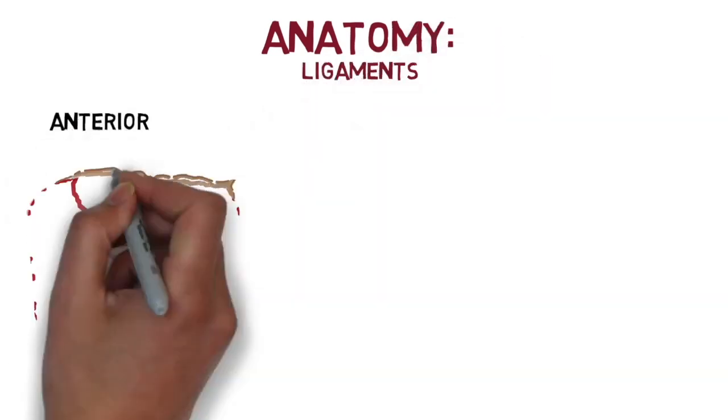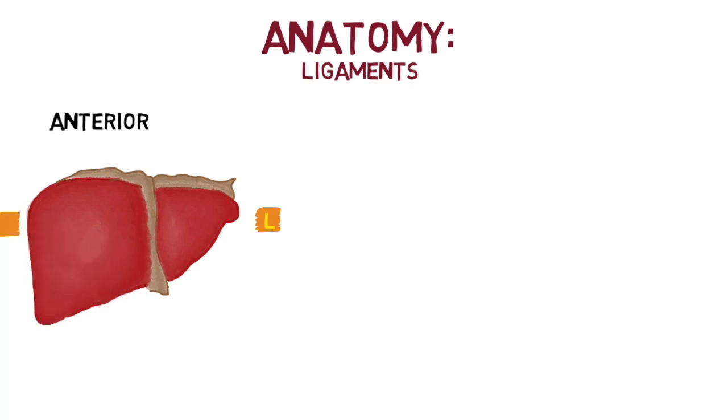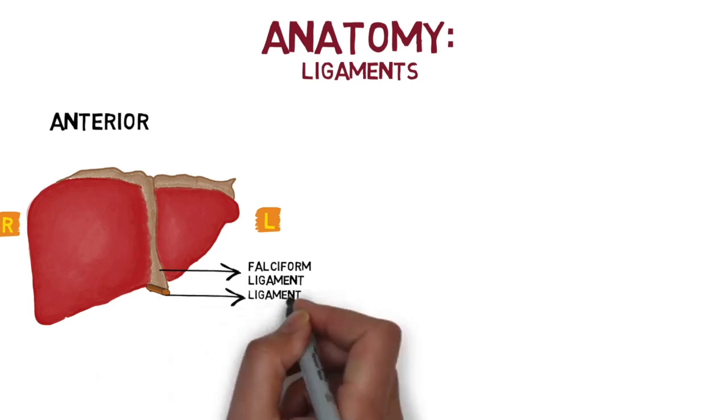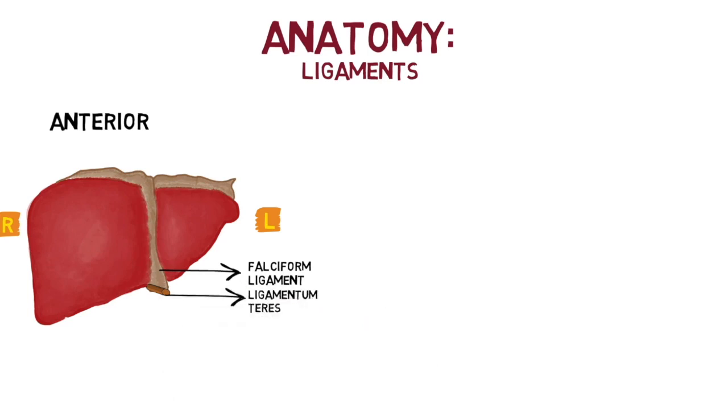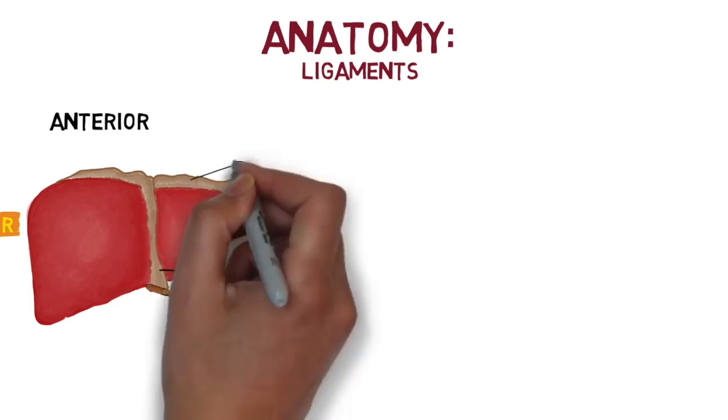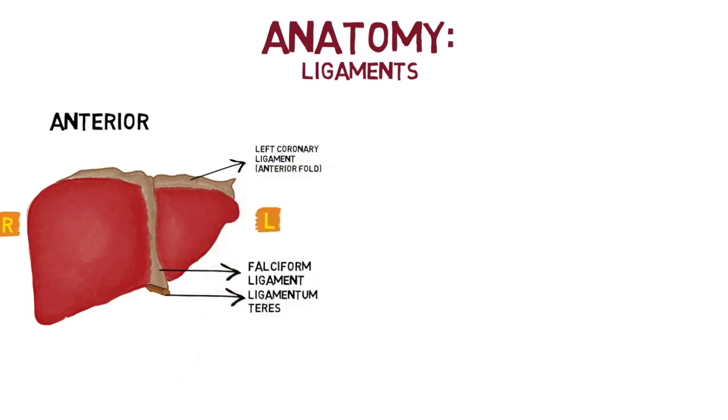The liver has a number of ligaments which attach it to surrounding structures and for which you may have heard many different names. The falciform ligament attaches the liver to the anterior abdominal wall. Ligamentum teres, also known as the round ligament of the liver, is a remnant of the umbilical vein that exists in the free edge of the falciform ligament. The anterior folds of the right and left coronary ligaments can also be seen here. These form part of the peritoneal reflections that hold the liver to the inferior surface of the diaphragm.